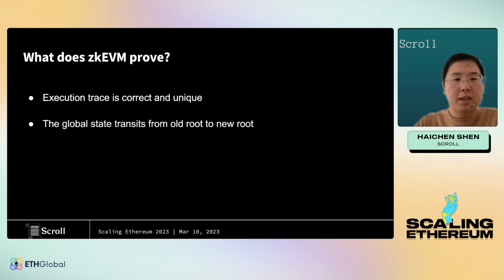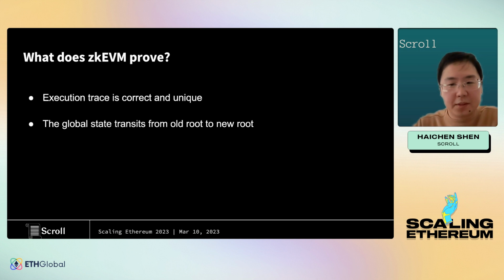So to summarize, what the zkEVM is trying to prove is, first, that the execution trace generated by running the Ethereum virtual machine is correct and unique. And second, that the global state root transitions from the old root to the new root.